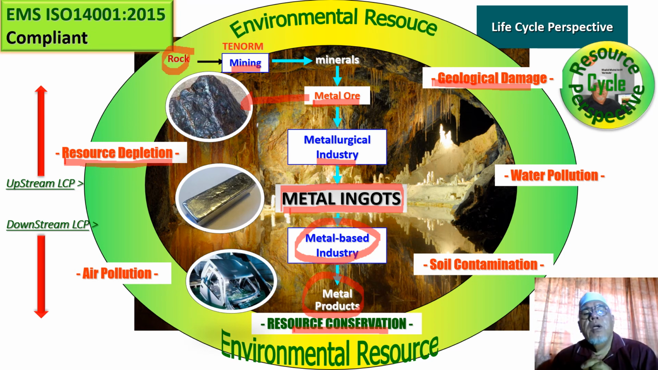So this is one environmental life cycle perspective. If you have to do ISO 14001 version 2015 and identify the respective environmental impact for your environmental aspect, the metal products over here are that car body as we saw just now. But in this part, we are looking at the environmental aspect metal ingots. So the associated environmental impact for the aspect metal ingots is resource depletion and geological damage. Can we control? No. Can we influence? Yes.